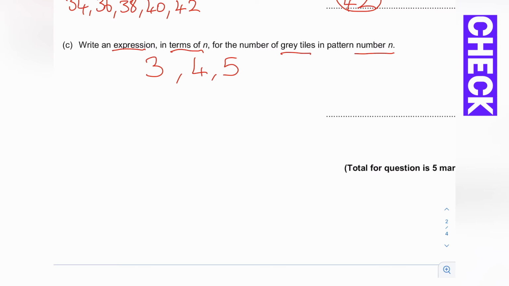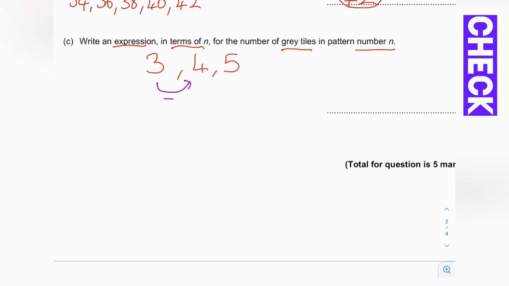So now we can work out the nth term of this sequence, 3, 4, 5. First of all, we work out the difference between our terms. We can see it's got a difference of 1. So that is our 1n sequence. Now we can write down our 1 times table.